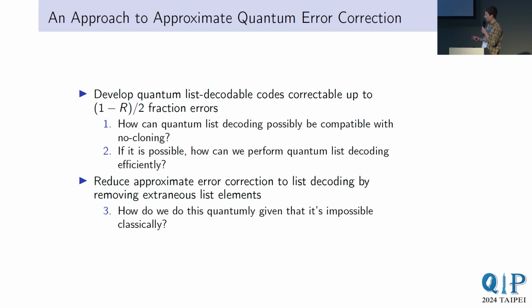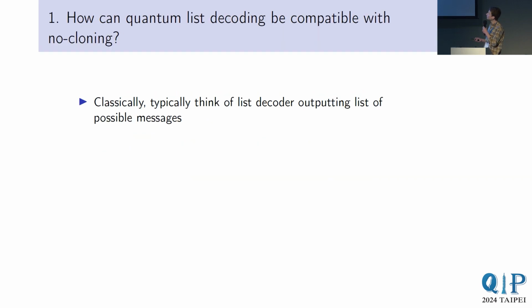So these are the three main challenges that we need to overcome to execute this outline and construct approximate quantum codes. I'll now, at least at a high level, give a one-by-one description of how we get past each of these challenges. So the first challenge is, how can we define quantum list decoding and make it compatible with the no-cloning theorem?